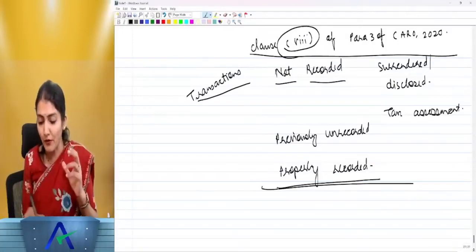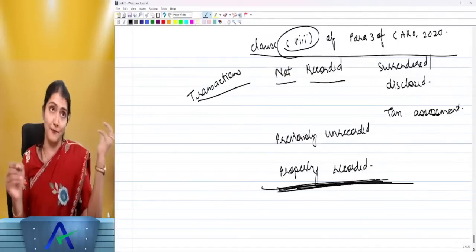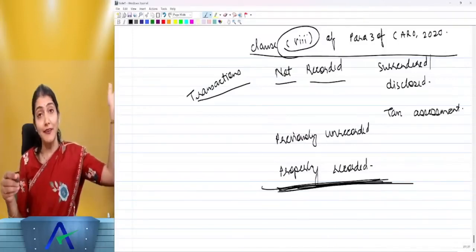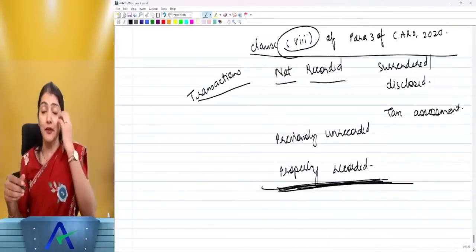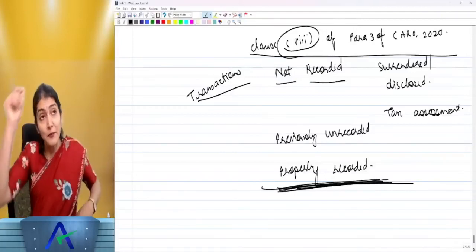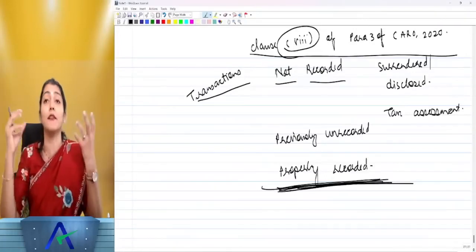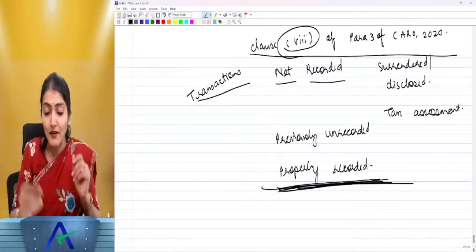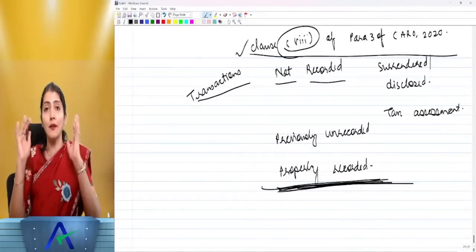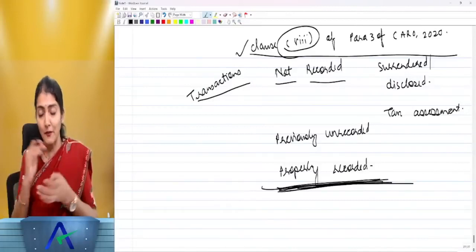So this will come in your books of account as a prior period item, right? So tax evasion done in earlier years, and now it has been surrendered during the tax assessments. So it says the previously unrecorded income, whether it has now been properly recorded in the books of account, right? Are you getting this one, everyone?